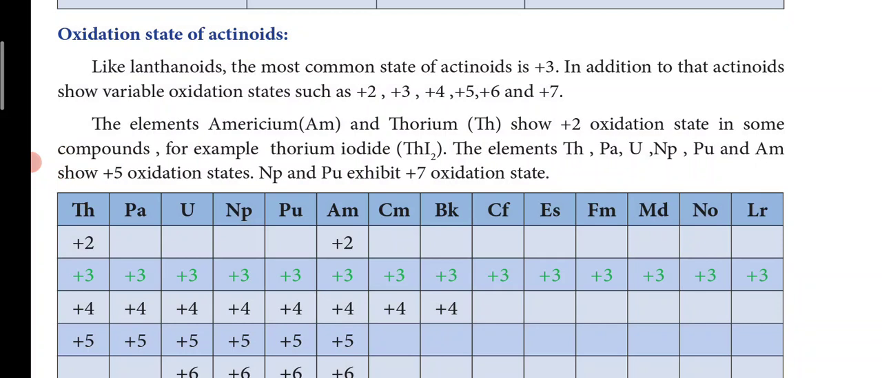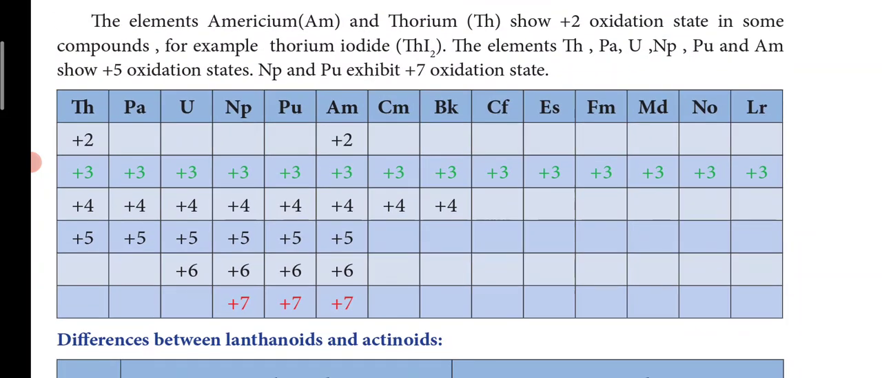For example, thorium iodide, ThI2, the thorium oxidation state is +2 here. And the elements like thorium, protactinium, uranium, neptunium, plutonium, americium, they show +5 oxidation state. Neptunium and plutonium exhibit +7 also. So if you can see here, neptunium, plutonium, americium, they exhibit +7 oxidation state. The element which is in the middle, americium, exhibits all the possible +2 to +7 oxidation states.